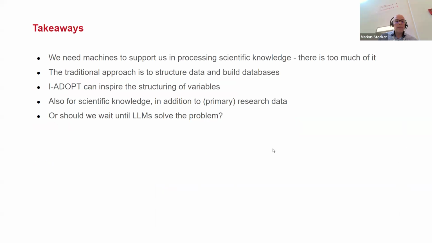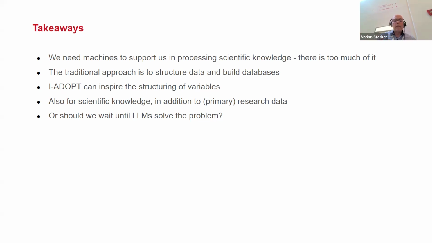So next slide, please. As a quick takeaway, I think it's clear that we need machines to better support us in processing scientific knowledge. There is just so much of it. Yearly, we publish about 5 to 7 million papers worldwide. Even in a narrow domain of science, you might have thousands of articles that come out, and just staying on top of this literature is becoming harder and harder.